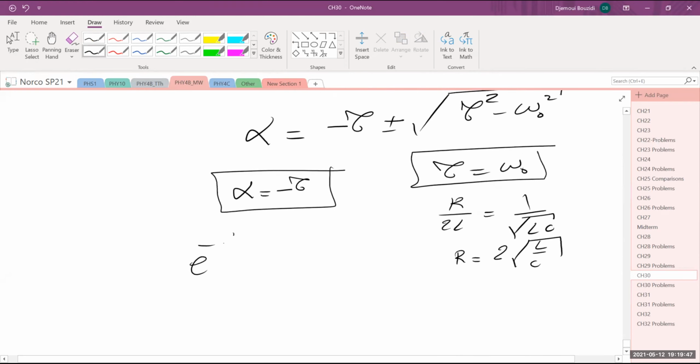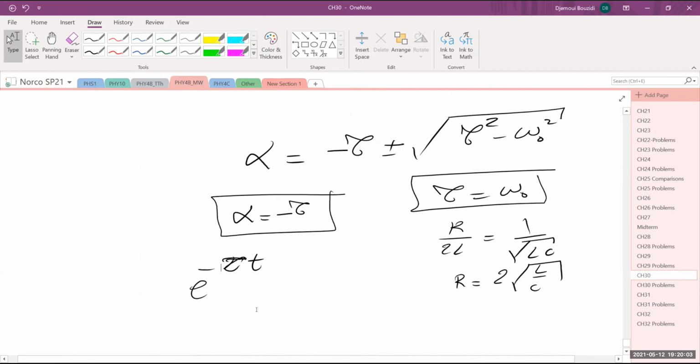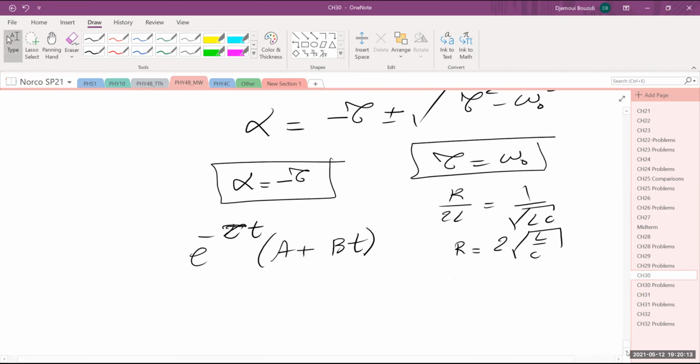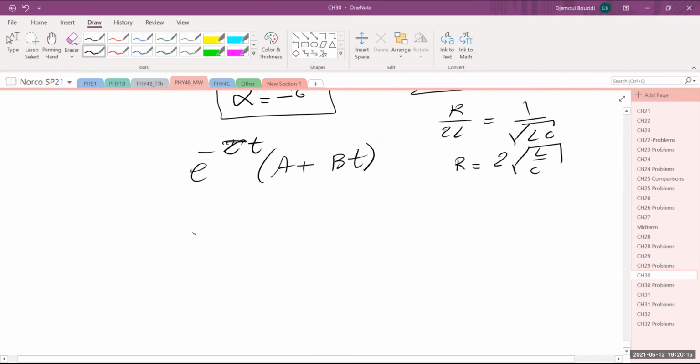This is not enough, because this is a differential equation of second order, and it needs 2 constants. This will end up with just 1 constant. So if you really do this problem, you will find the solution has this general form, okay? I'm just giving you a hint of how the solution looks. It's still dominated by this exponential, negative tau t, times A plus B t.